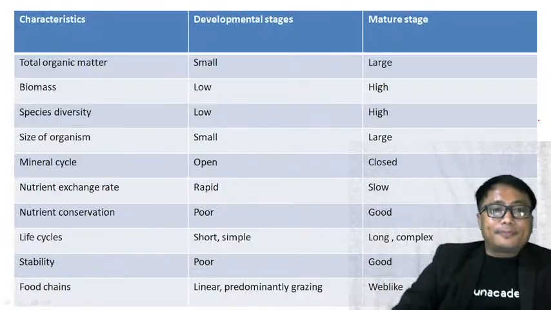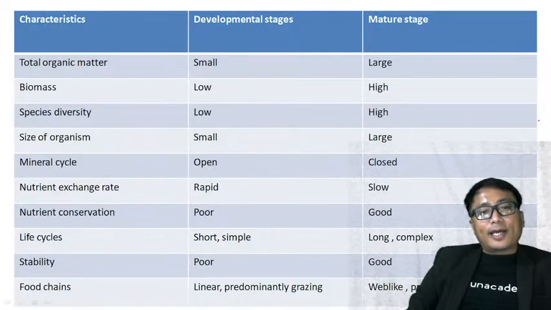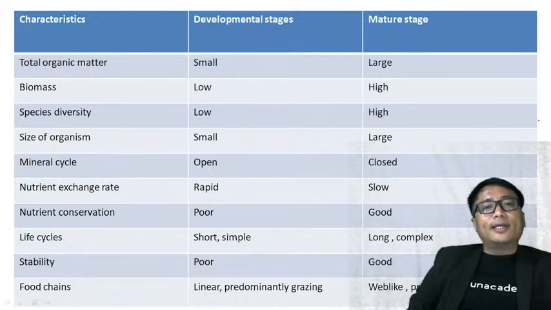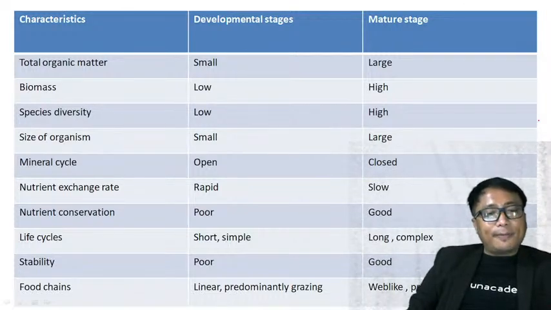Okay, now these are some of the important characteristics. The first column is the characteristics, the second column is the developmental stage, and the third column is the mature stage. You kindly see all the important characteristics, that is total organic matter, biomass, species diversity, size of the organism, mineral cycles, nutrient exchange cycle, nutrient conservation, life cycles, stability, food chain. Kindly see one by one.